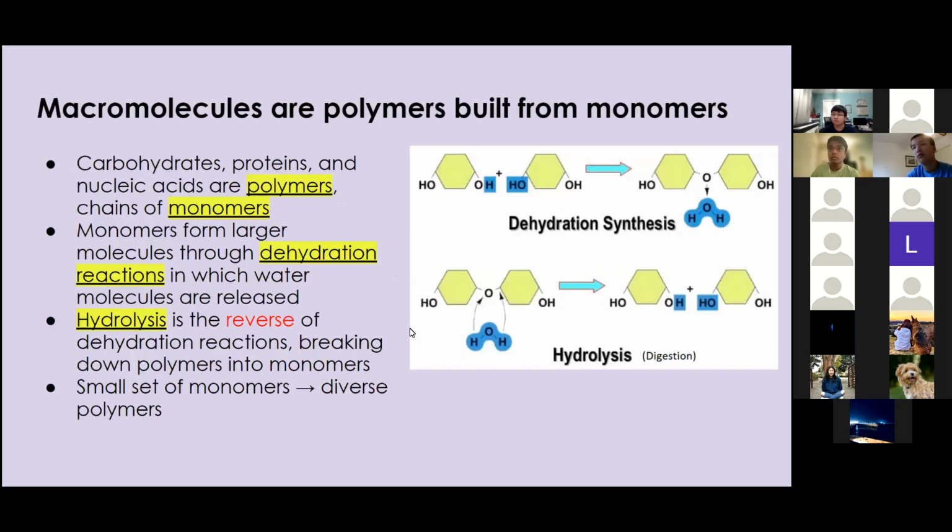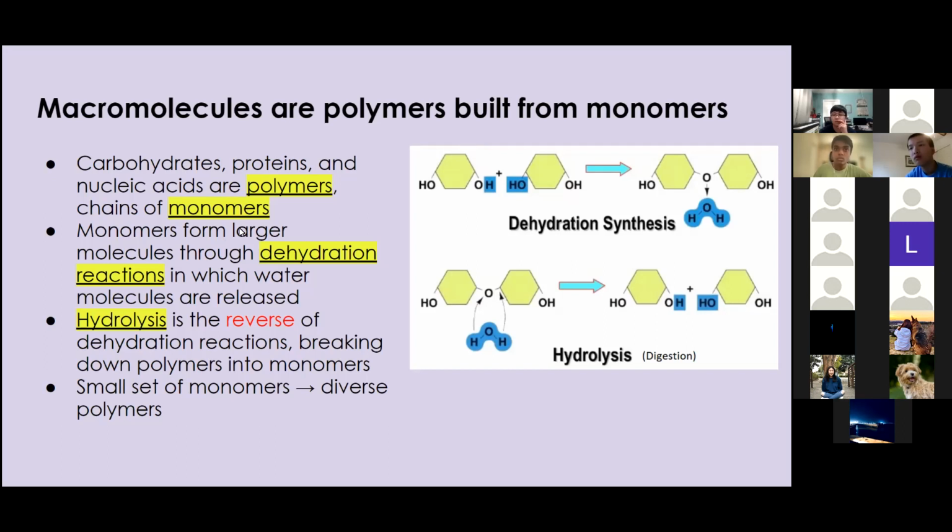Okay, so before we talk about life's four biological molecules, it's important to note that macromolecules are basically polymers built from monomers. So what that means is that these macromolecules or big molecules are made from repetitions of smaller pieces, which are called monomers. The prefix mono means single, and poly means multiple. So carbohydrates, proteins, and nucleic acids are polymers, which are chains of monomers.